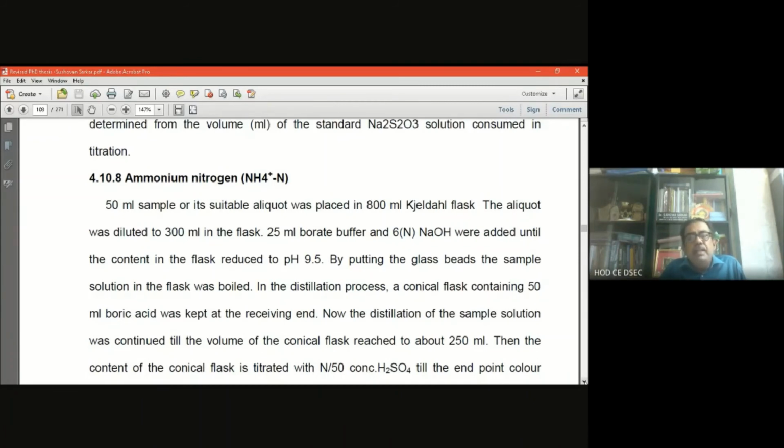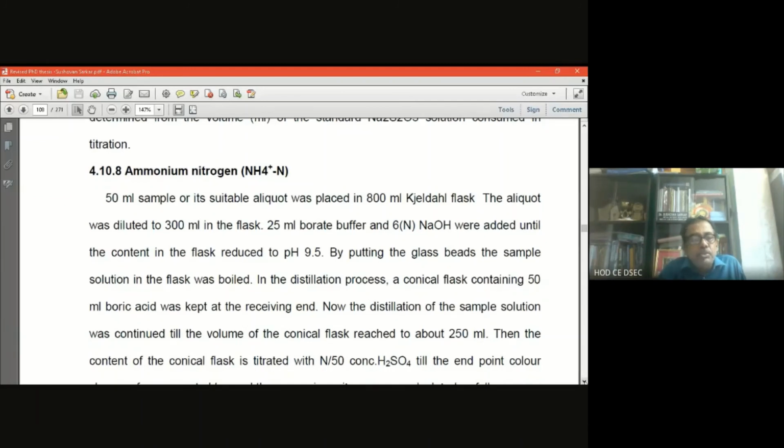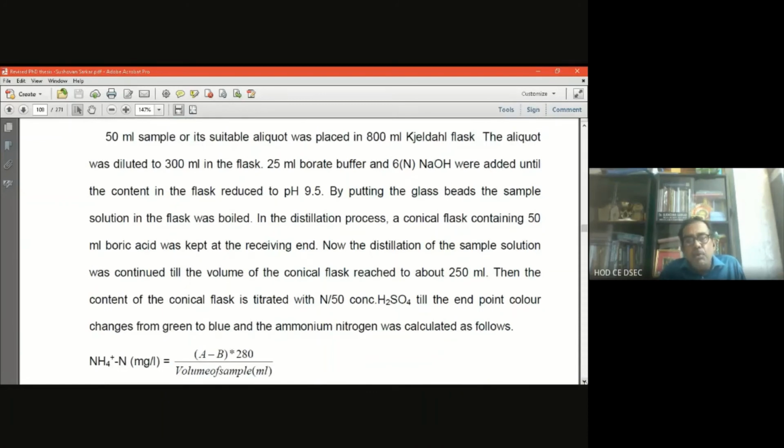Then 25 milliliter borate buffer and 6 normal NaOH were added until the content in the flask reached pH 9.5. By putting glass beads, the sample solution in the flask was boiled. In the distillation process, a conical flask containing 50 milliliter boric acid was kept at the receiving end. Now the distillation of the sample solution was continued till the volume in the conical flask goes to 250 milliliter.